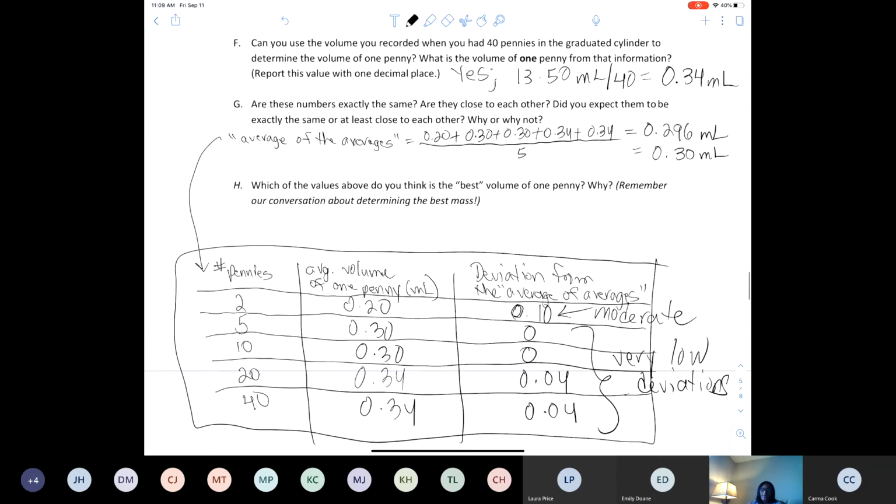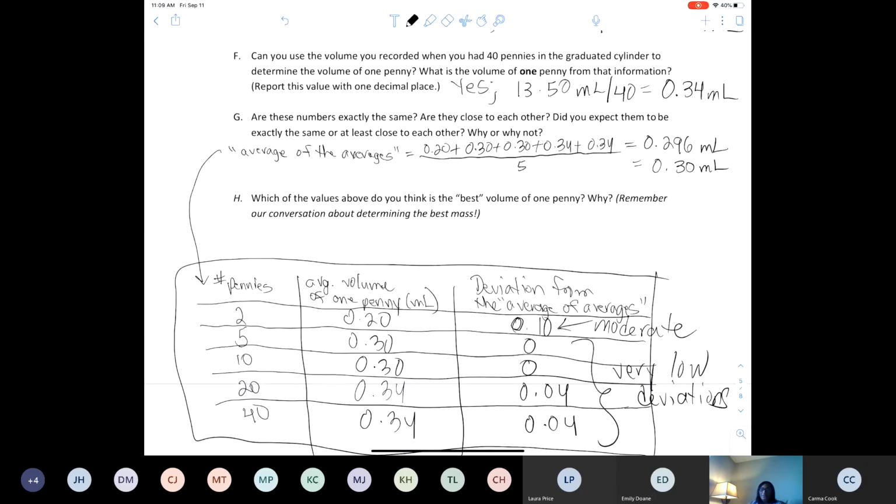So are the numbers close to each other? You can say that data sets for 5 pennies through 40 pennies are close to each other, but the 2 penny average is not close to the others. So we would call that, in mathematical terms, an outlier, because that one is a little bit farther away from the others. And then again, which is going to be the best volume of a penny? We would answer that the same way we answered question H for set 1.